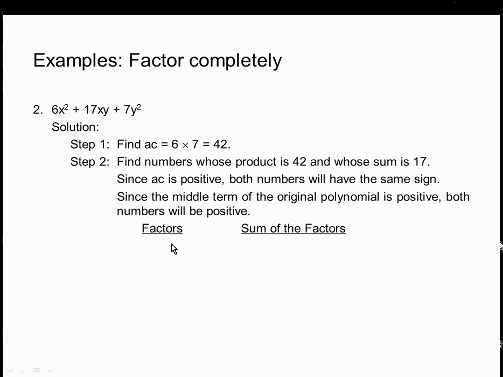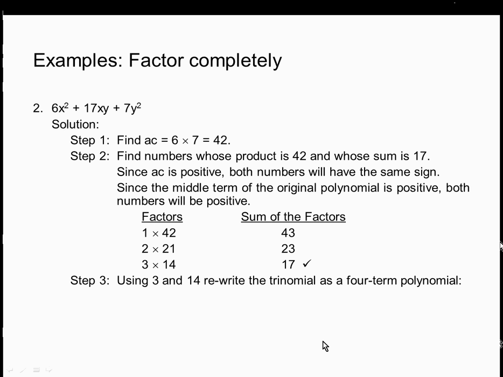So 42, I could write it as 42 times 1. The sum is 43. That's no good. Okay, 42 is even. I could do 2 times 21. The sum is 23. Ooh, I'm getting a lot closer. Can 42 be divided by 3? 3 times 14? Yes. The sum is 17. So that's what we're going to use to split the middle term. 3 and 14. Now notice, since they're both positive, there's nothing we can do about grouping the positive and grouping the negative. But again, it doesn't matter when you split the middle term.